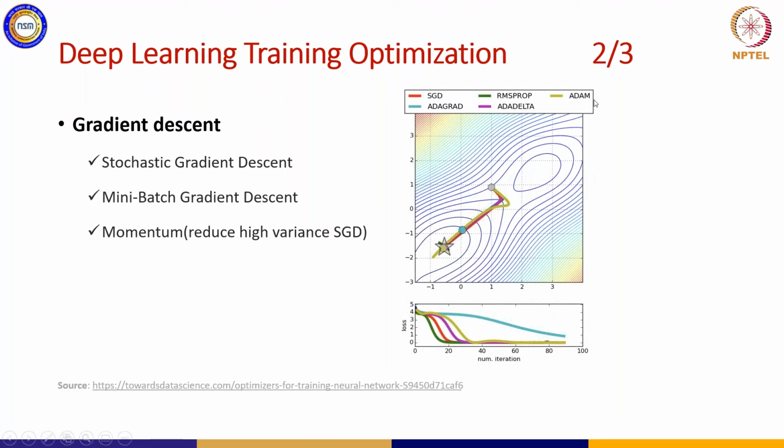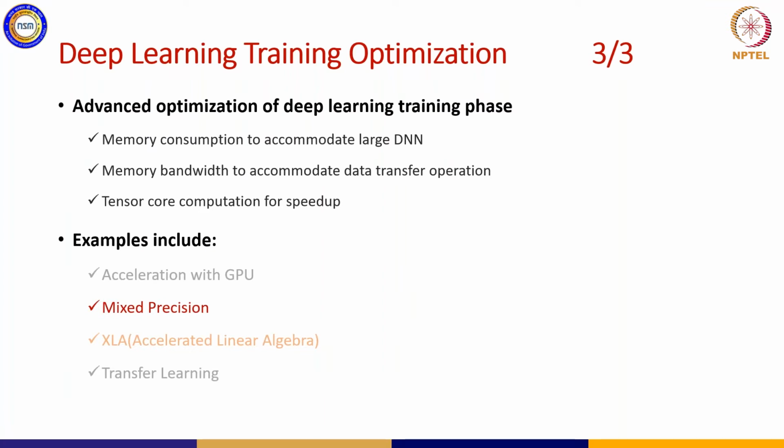There are other examples of optimizers like Adam, Adagrad, and others, many of which I know many of us are familiar with. So as training models are becoming more complex and researchers are trying to solve complex tasks, it requires larger models to be built, and more data is also required to build these models. In this light, there's a need for what we call advanced optimization for the deep learning training phase.